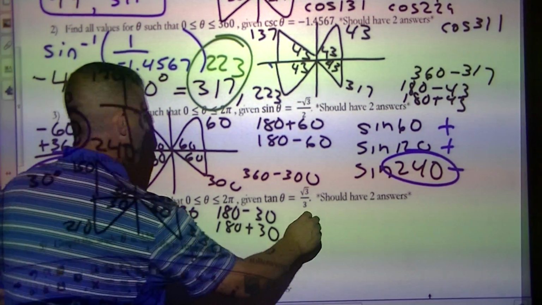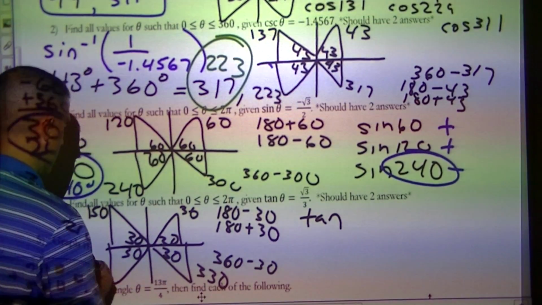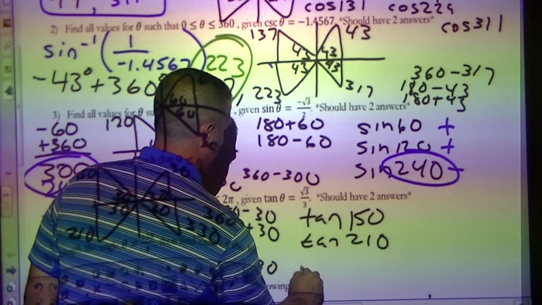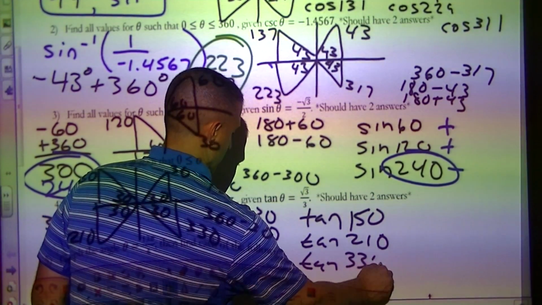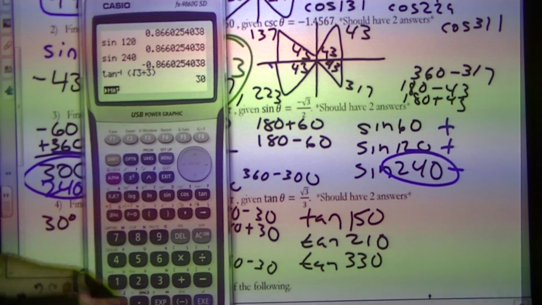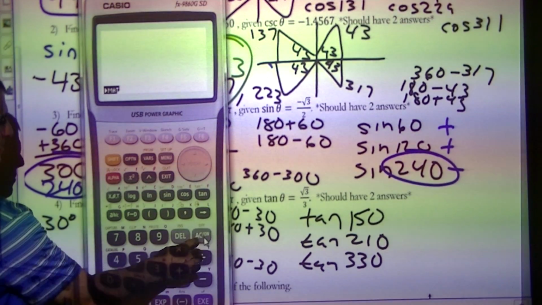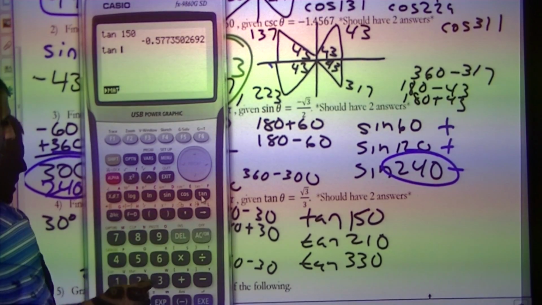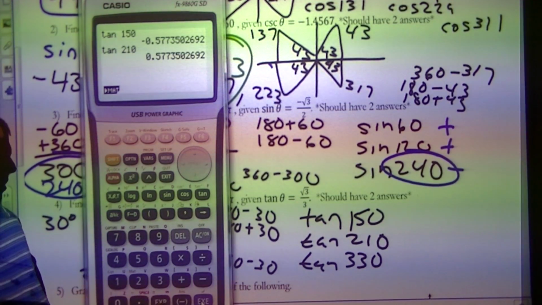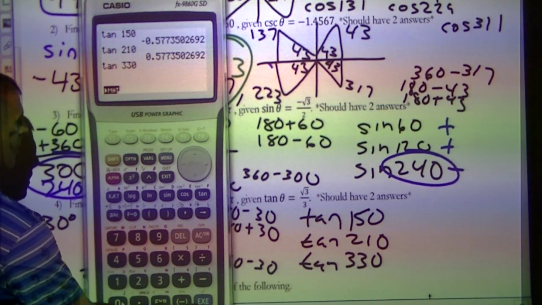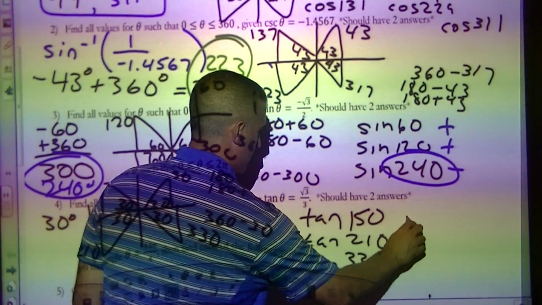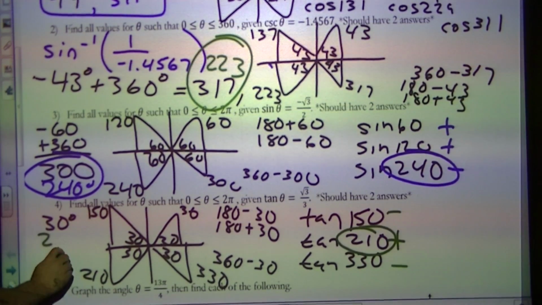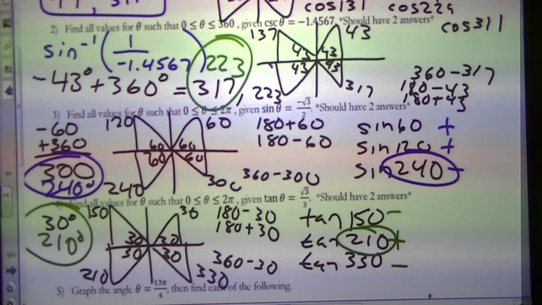Once again, I'm going to take the tangent of all those. So tangent of 150, tangent of 210, and tangent of 330. Once again, you're going to have two that are the same, one is different. As you can see, you have 2 negatives and a positive. Since my answer is positive, that's the other angle that I want. So my 2 angles that worked were 30 and 210.